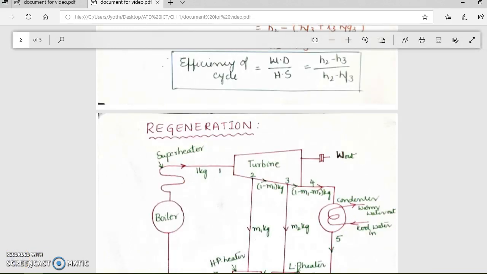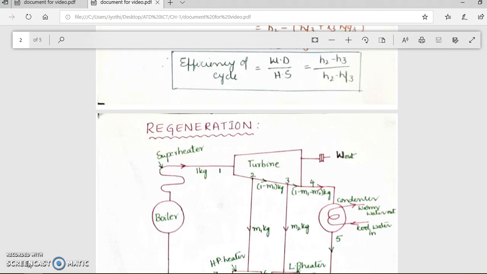In a simple Rankine cycle, a significant amount of heat is added for sensible heating of the compressed liquid coming out of the pump. The mean temperature at which the sensible heat is added is much lower than the source temperature. Thus, the efficiency of the Rankine cycle is much lower than that of the Carnot vapor cycle, which is the ideal cycle. There are many methods to improve the efficiency of a Rankine cycle, out of which we are now going to discuss one method called regeneration.